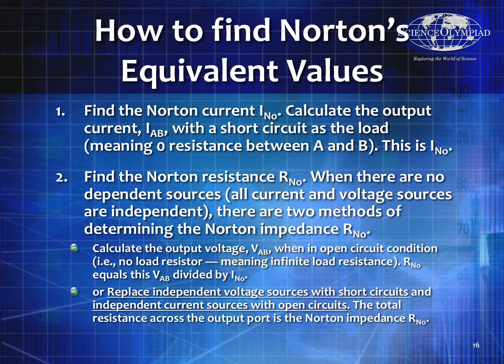So you can either calculate the output voltage in an open circuit condition, okay? And then you can divide V open circuit by I Norton, and you can come out with the R Norton, or you can do the same thing as you did with the Thevenin, where you replace independent voltage sources with short circuits and independent current sources with open circuits.